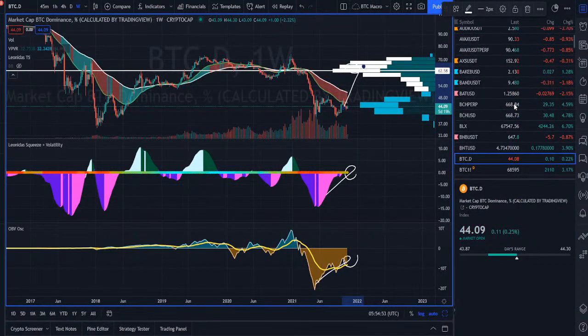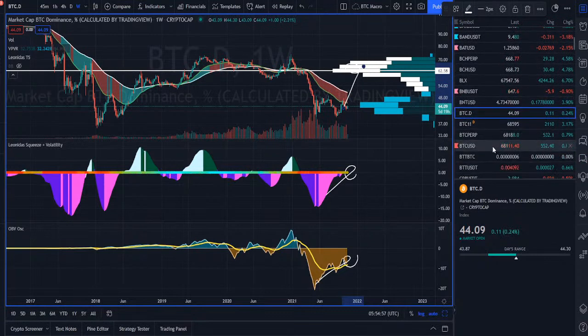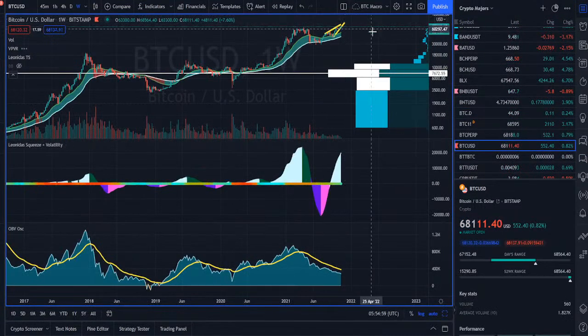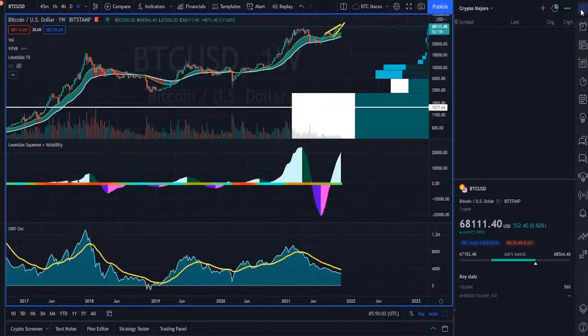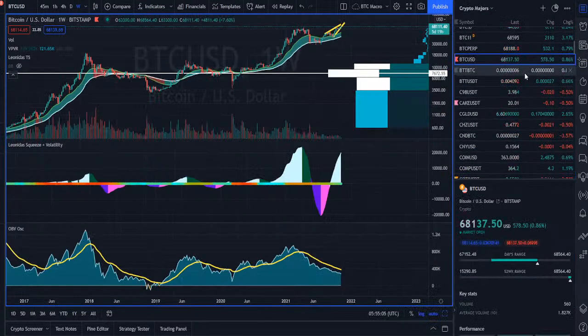Bitcoin, actually very happy to see this. Very, very happy to see this. My target for Bitcoin is almost reached, $70,000. Let's see what happens after that. Okay, let's start with some altcoins.